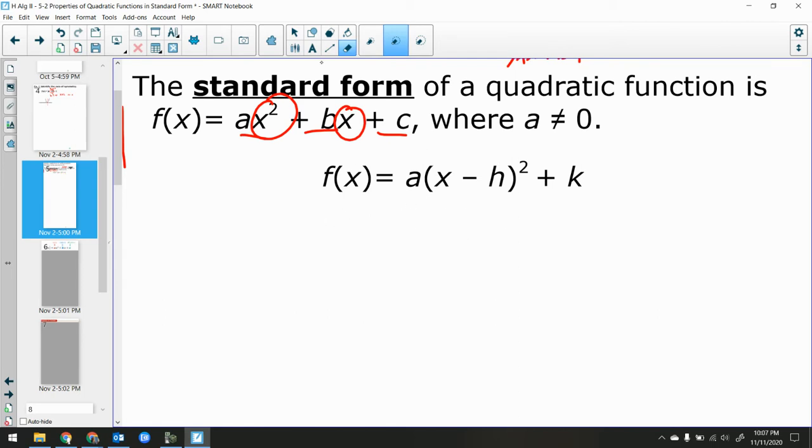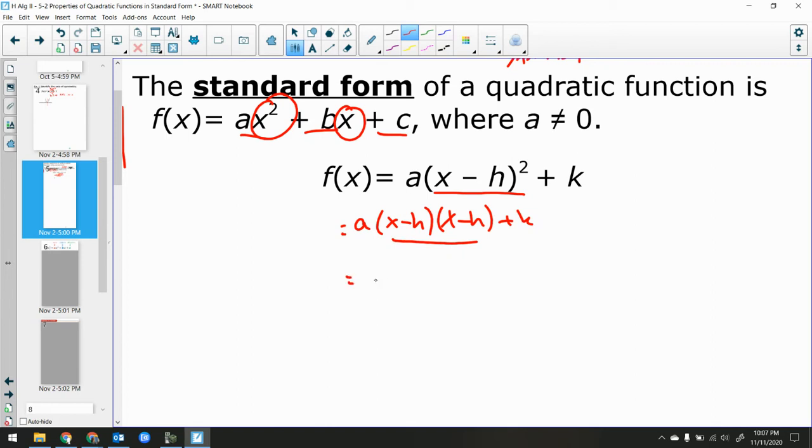I'm just going to start manipulating it. I'm going to start first by FOILing that, because this is technically x minus h times x minus h plus k, so I do have to FOIL this out. That means it's a times, first x times x is x squared, outer, minus xh, inner, minus xh, last. Negative h times negative h is a positive h squared, and then plus k.